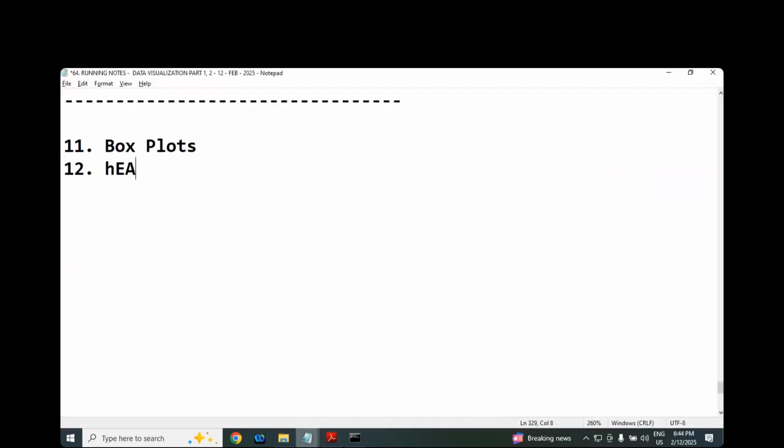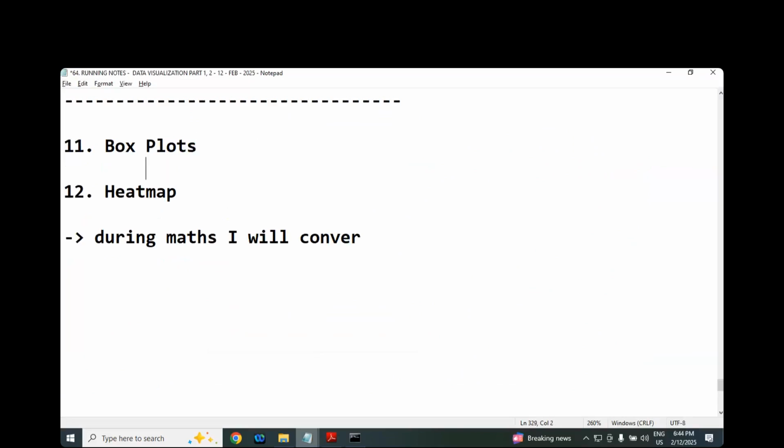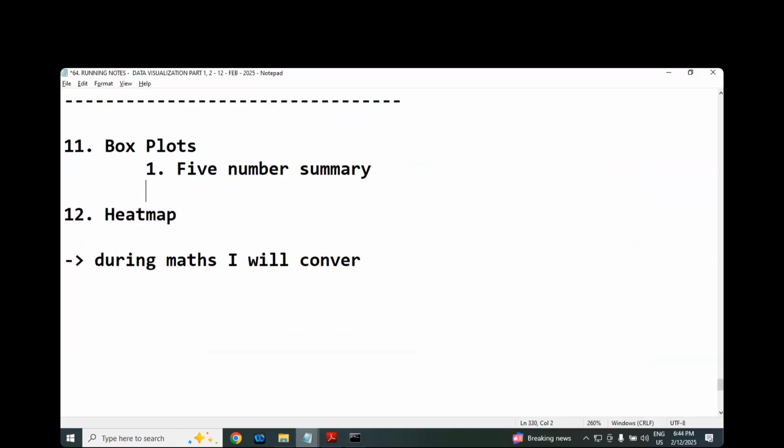Heat map. During maths, we will learn. I will cover it. Why? Because if you want to understand the math, some topics are interlinked. The first one you need to understand is the 5-number summary. Did you remember? During the describe method in pandas, I told you the minimum value, maximum value, 25th quartile, 50th quartile, and 75th quartile. That is called a 5-number summary. Box plot and that topic have a relationship. The next one is also called outliers.